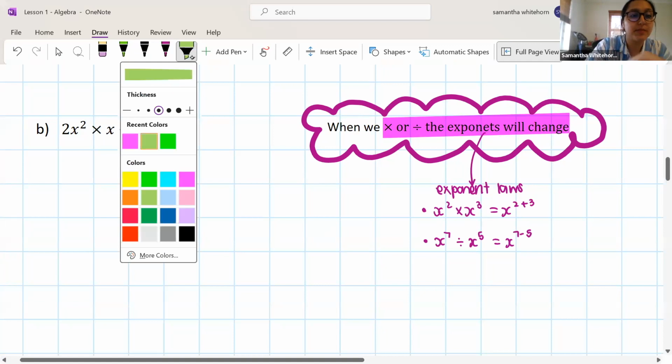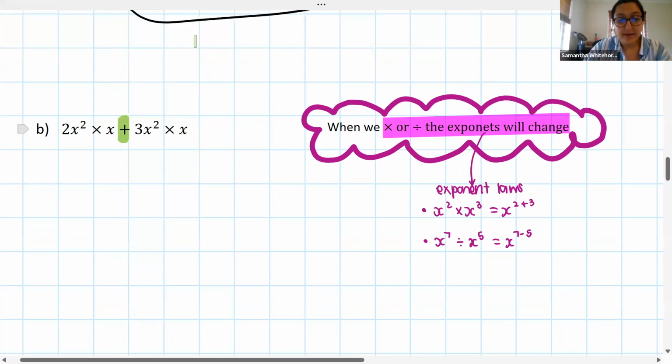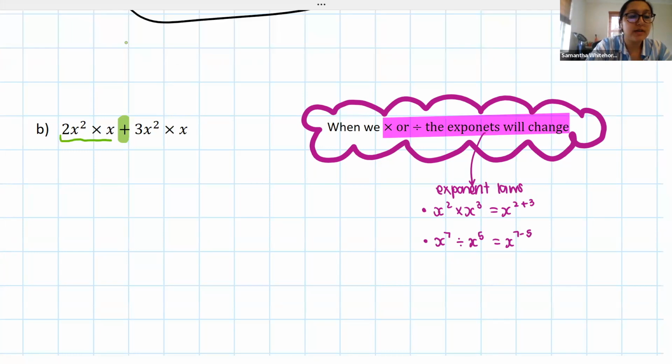So remember, terms are separated by plus or minus signs. I've only got one plus sign here. That is the only plus or minus sign I have. So what that means is that I only have two terms. This 2x squared times x is term 1, and the 3x squared times x is term 2. So that's step 1. Step 2 tells me that I must simplify each of these terms.